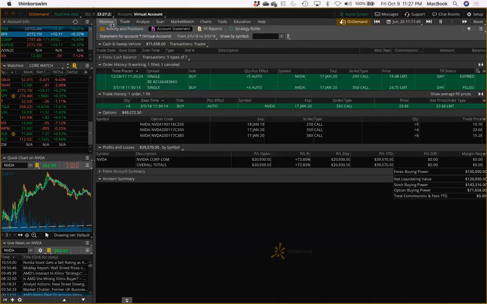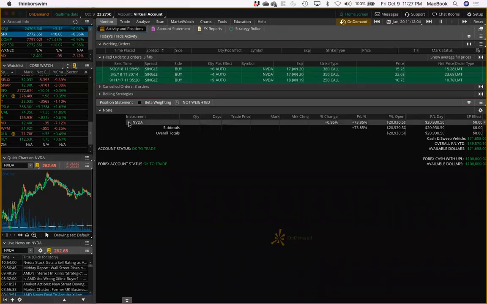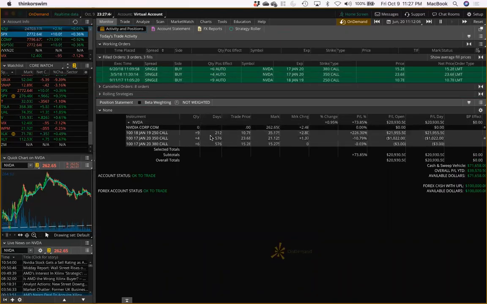Fun times. But let's look at the monitor. Let's look at what we're really up, right? This is our overall that we're up on everything, the accumulative overall based on the symbol. If I go more specifically into activity and position, here's the 3 positions.